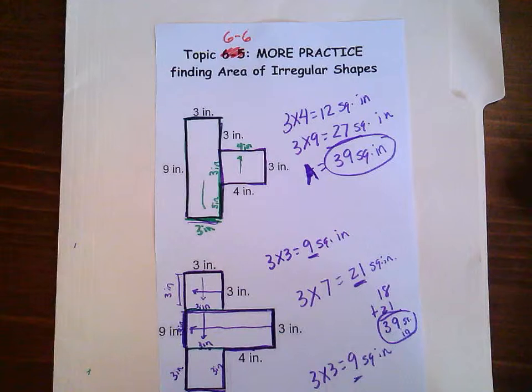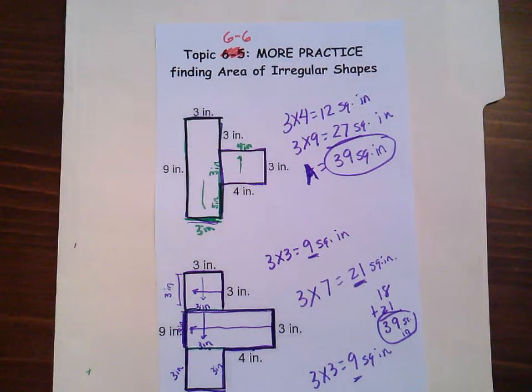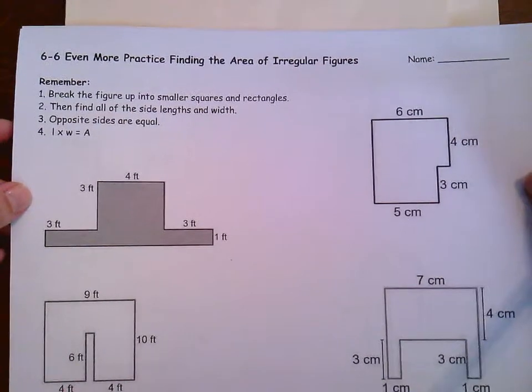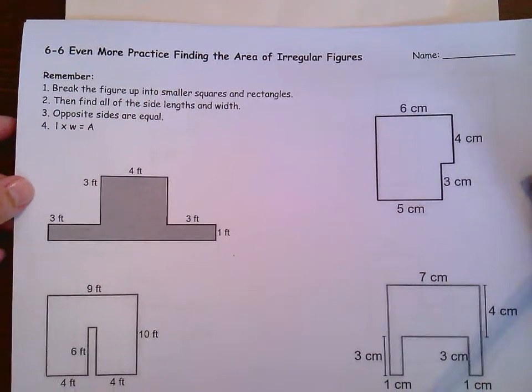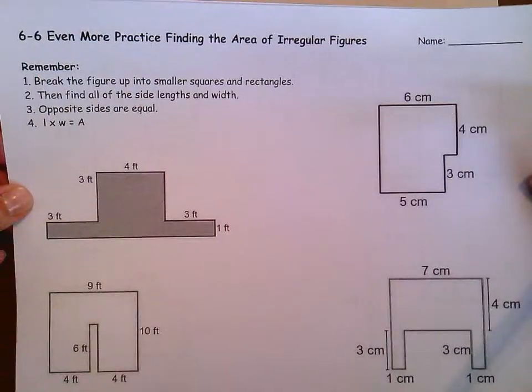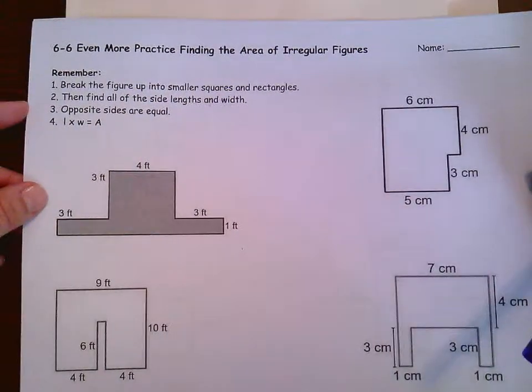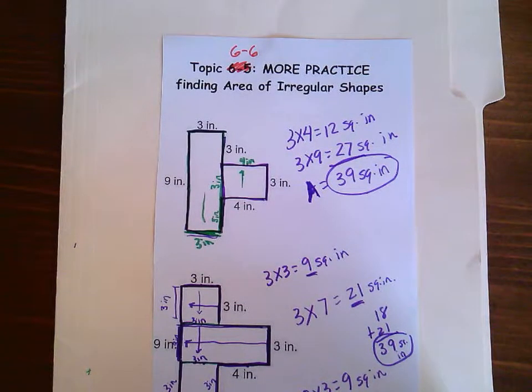If you want to watch another video, you can, and this is what that sheet is going to look like. It is a full-size sheet, so you won't be able to glue this one in your notebook, but it's got 4 problems on the front and 4 more on the back, so another 8 problems to practice with. If you would like, grab this sheet and get ready for the next video, and it's titled 6-6 Even More Practice Finding the Area of Irregular Figures.